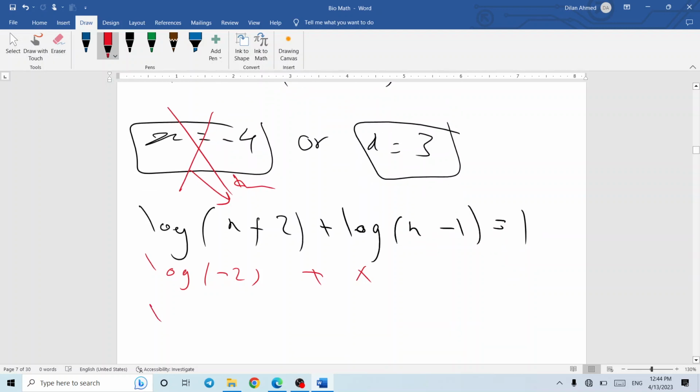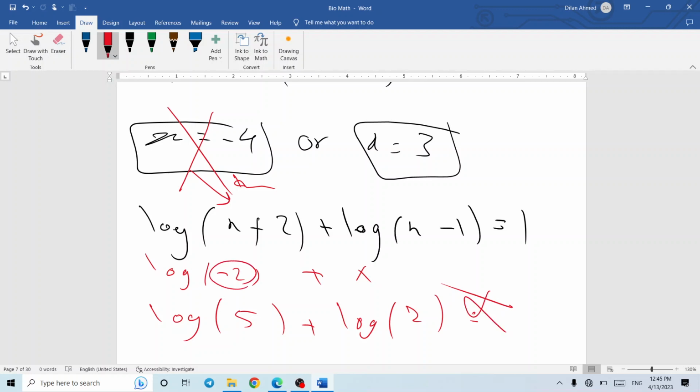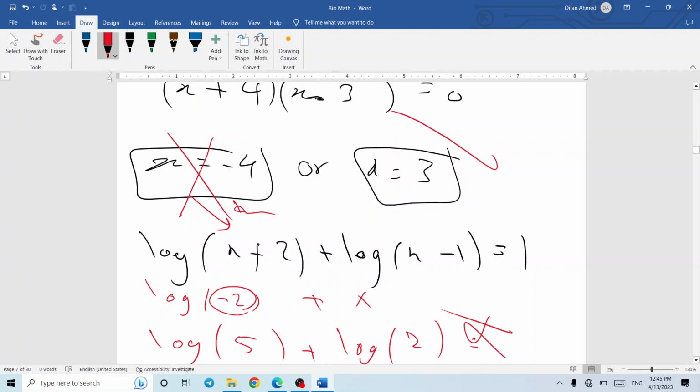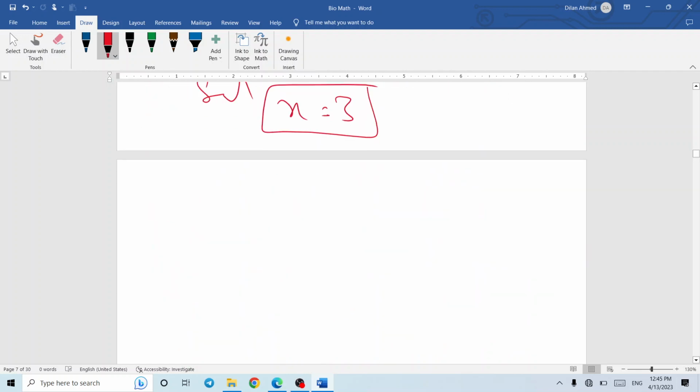How about x to be 3? Let me check. 3 plus 2, 5, and 3 minus 1, good, right? I'm not going to check whether it is equal to 1 or not. It's not my problem. Equal to anything, but the important thing here is whether it is negative or not. So this is good, this is my solution. So by the end you say the solution is x equal to 3. You got it, dear? Any question?